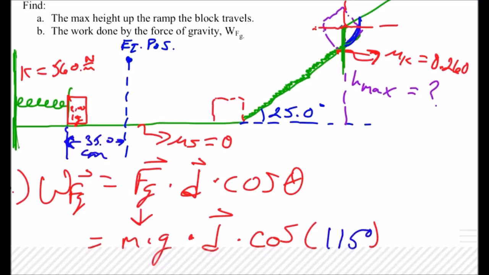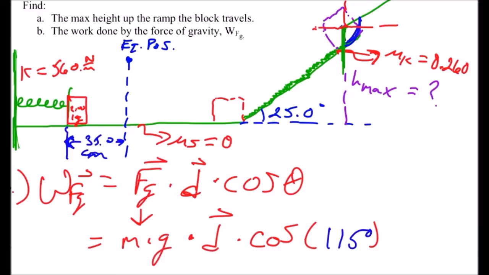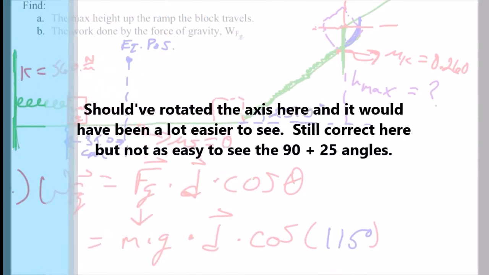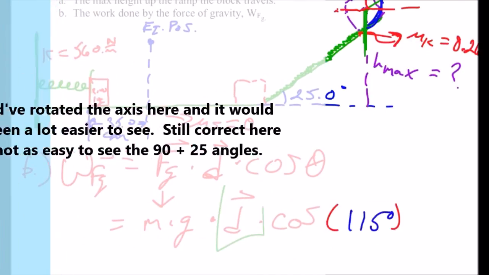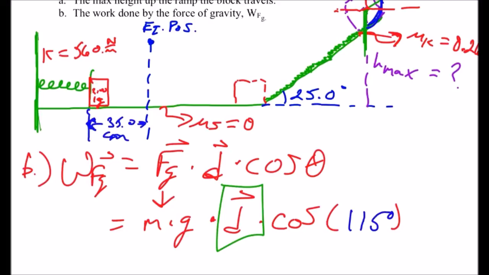So we come up with our 115. Now, again, that's unknown still. That's the thing we're trying to figure out. And that displacement there is the displacement from the bottom of the ramp up to where the box stops, right? That's this. Any questions about that so far?